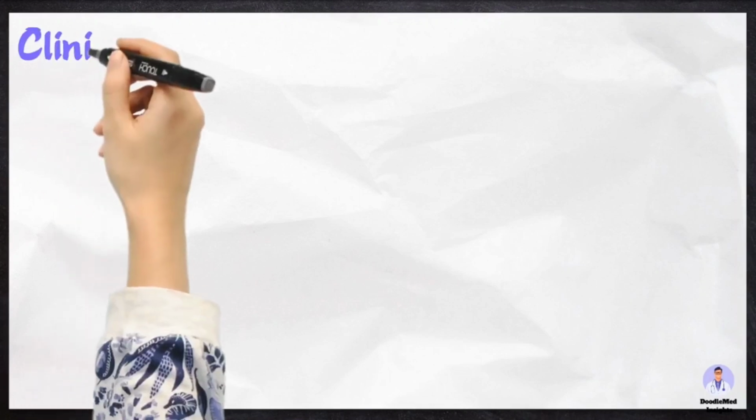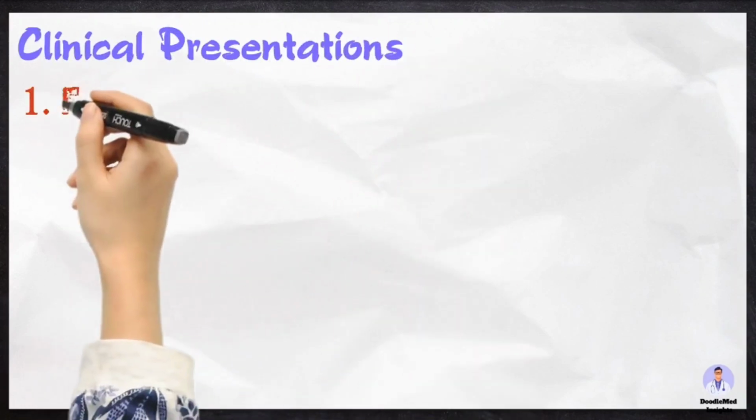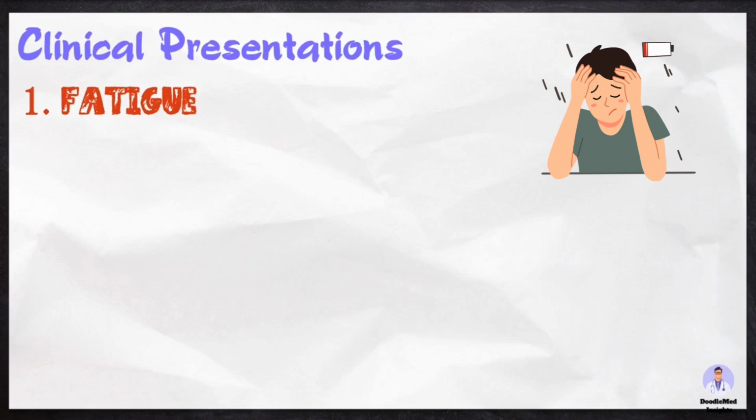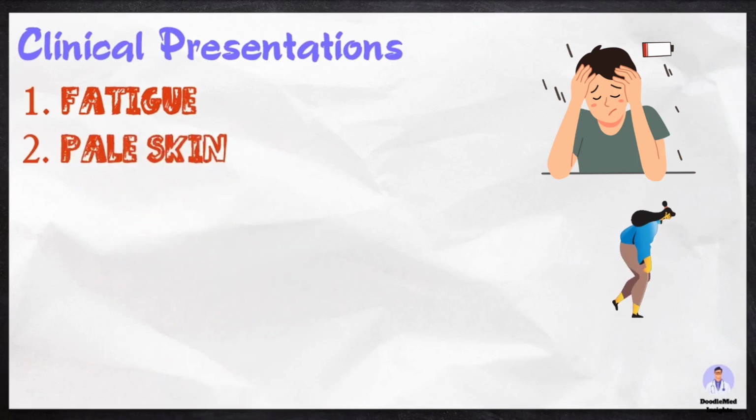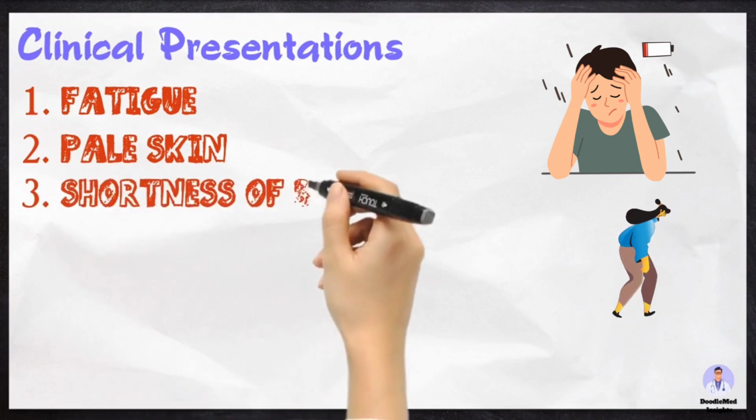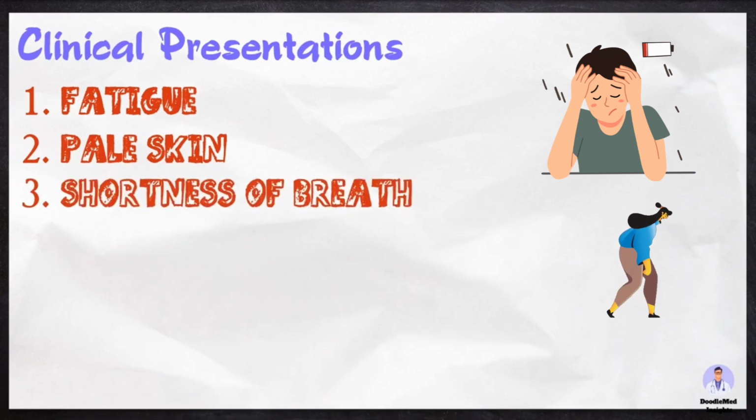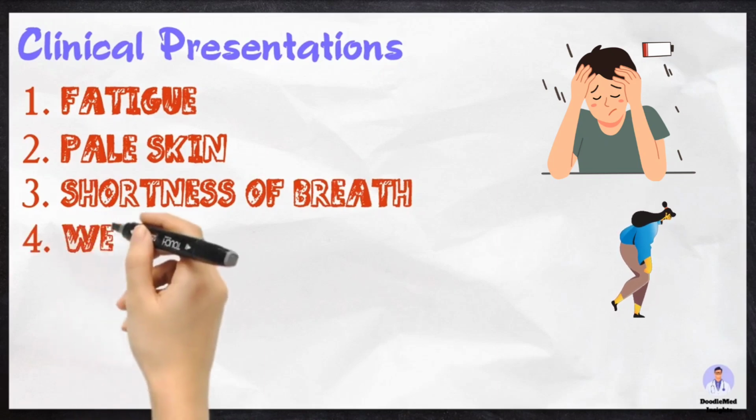Clinical features of anemia of chronic disease. Fatigue: feeling unusually tired or weak, even with normal activities. Pale skin: reduced red blood cells can lead to paleness in the skin, lips, and nail beds. Shortness of breath: difficulty breathing, especially during exertion, due to decreased oxygen carrying capacity of the blood.